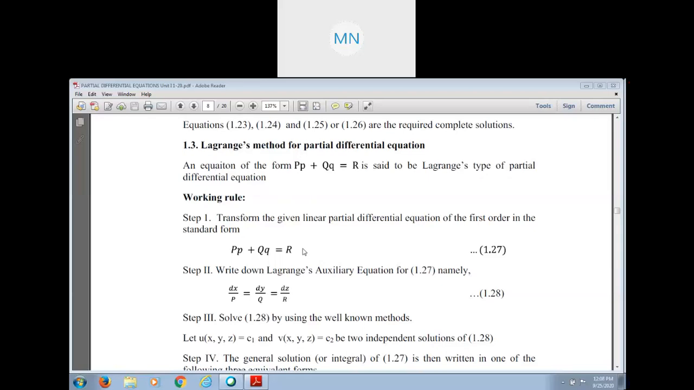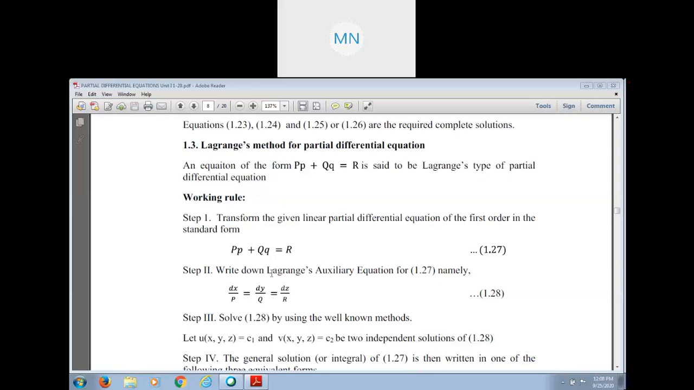And linear means the degree of the partial differential coefficient must be 1, and there is no term like the product of two independent variables. This type of equation is called a linear partial differential equation. So we consider the first order linear partial differential equation, which looks like capital P p plus capital Q q equals R. This is the given equation.